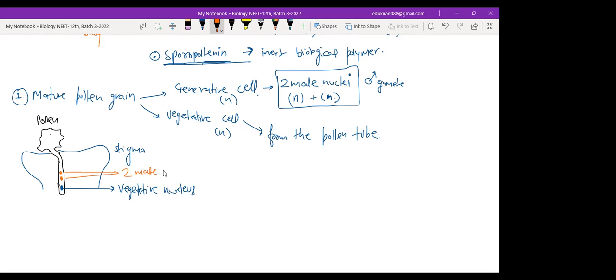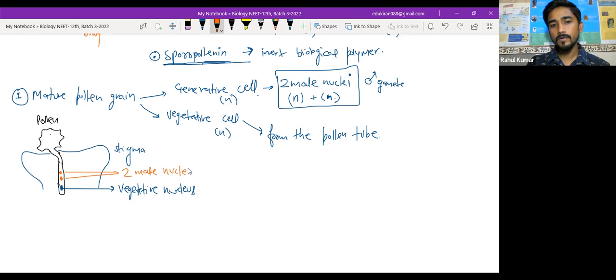Yes, sir. So this is how a pollen tube moves. The vegetative nucleus, because this vegetative cell only is making this tube. And within that, our 2 male nuclei are just swimming through it and reaching where they have to reach. Is it clear, everyone? Ultimately, this vegetative nucleus will be of no use, and these 2 will go and do the fertilization.